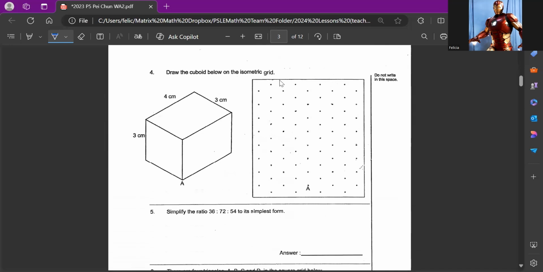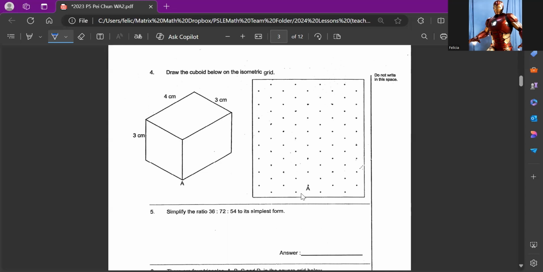Okay, question 4. Draw the cuboid below on the isometric grid. Notice that there's a point A here, and they have indicated this as point A. So make sure the 3 lines that connect to your point A are connected the same way here also. When they say draw the cuboid below, basically they just want you to redraw the cuboid. All right, so how do we redraw it?